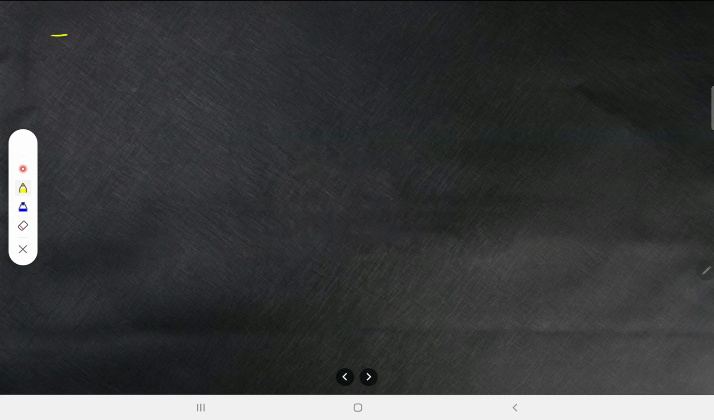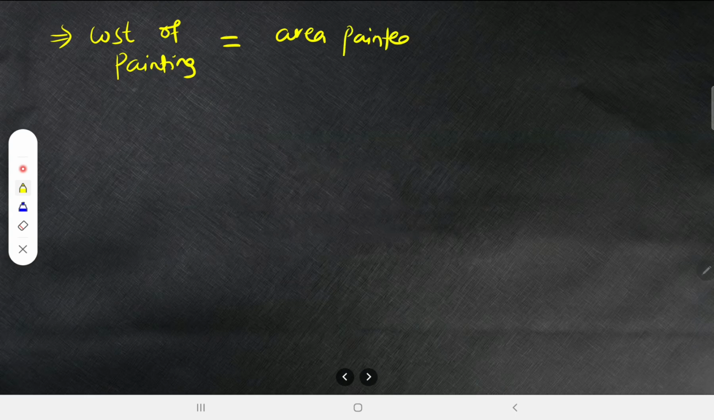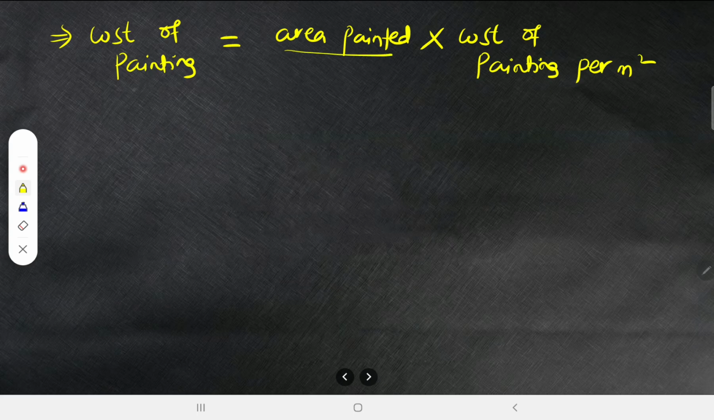Now look at this. If you come to the normal thing, what is the formula for cost of painting? Cost of painting means the area painted, in how many meter square the area is painted, into the cost of painting per meter square. That's what we need to do, right? For example, in the previous examples also, for 1 meter square, how much they were paying. For 1 meter square it was given as 7.5 rupees.